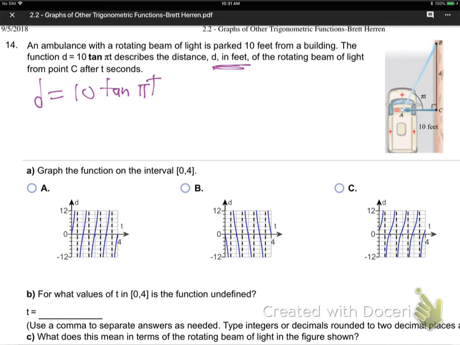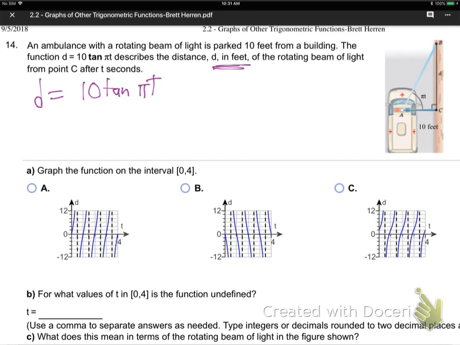Okay. All right, so they're giving me a function. D equals 10 tan pi t. Now, I hope that's not confusing. Normally, we would see y equals 10 tangent pi x. It's the same thing. The t is just playing the role of x. It's time. This is very much a physics problem. And the d is like the y, representing the distance. Same thing, whatever. All right, and they're asking which one, A, B, or C, is the right graph?